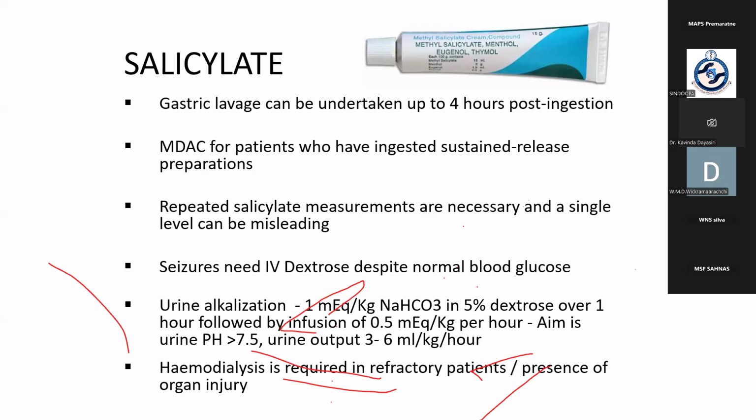We don't have the facility to estimate salicylate levels, so we go by doing a blood gas. If there is evidence of metabolic acidosis, the recommendation is to give IV sodium bicarbonate in 5% dextrose, aiming for a urine pH of more than 7.5. What you monitor is the urine pH, to keep it just above 7.5 to have an alkaline urine. With this alkaline urine, salicylate is known to be excreted faster, and thereby you try to get rid of the toxin.